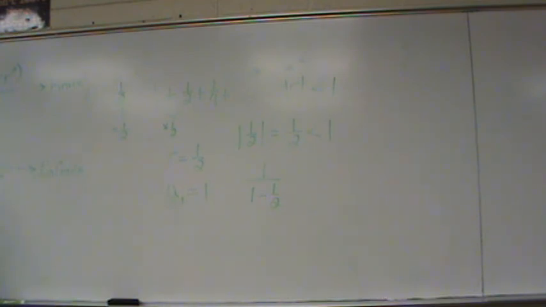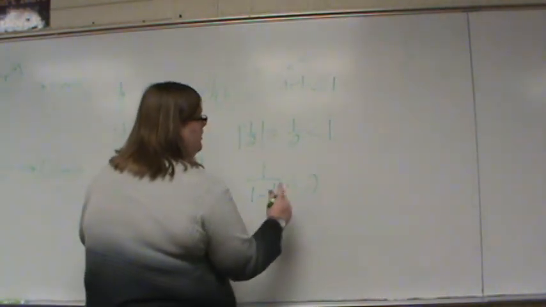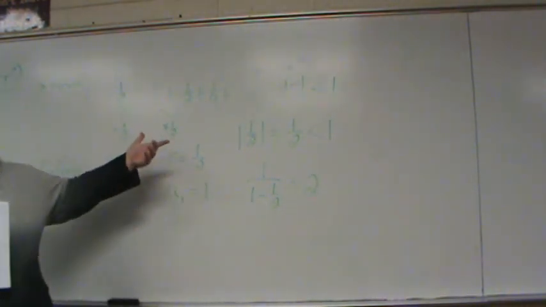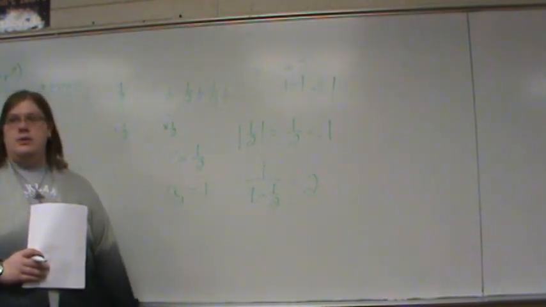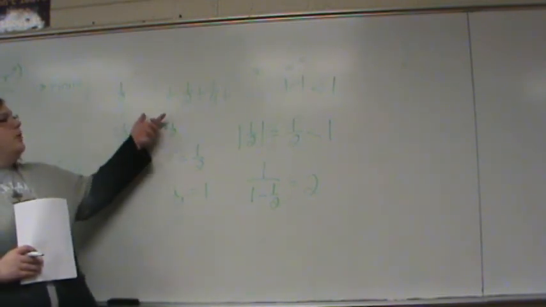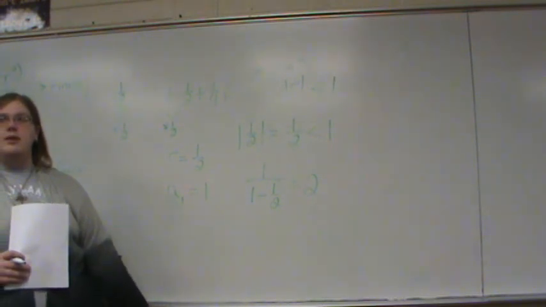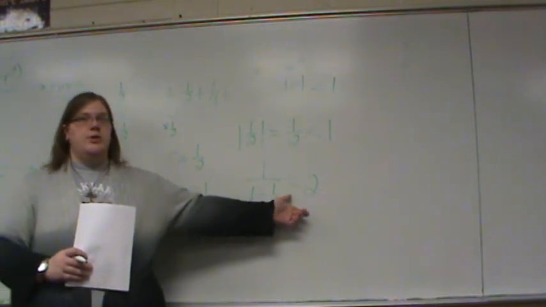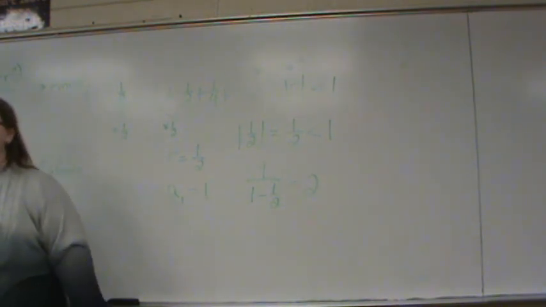When you plug that into your calculator, what do you get? You get a sum of 2. So for this infinite series, the sum equals 2. Even though we're continuing to add numbers forever, it's only going to equal 2. So that's how we're using this converging and diverging. Does that make a little more sense now? Yeah? You sure?